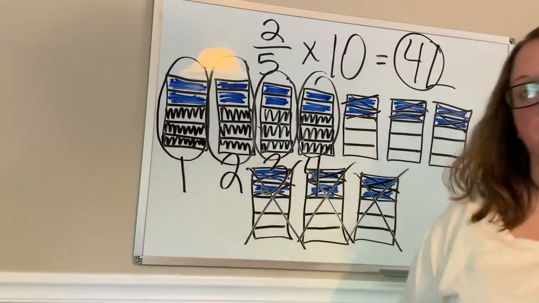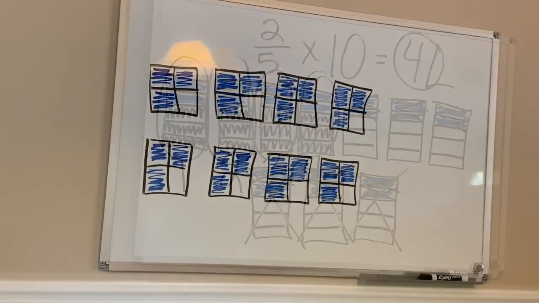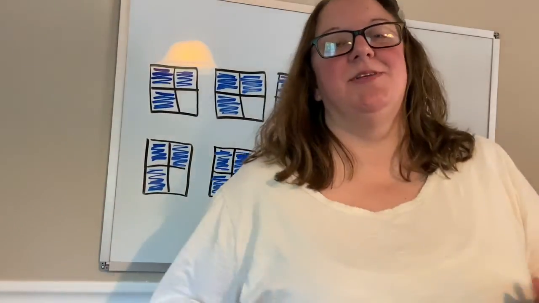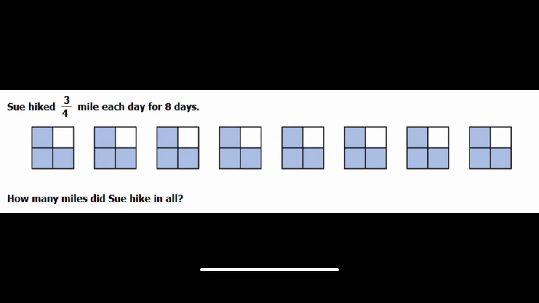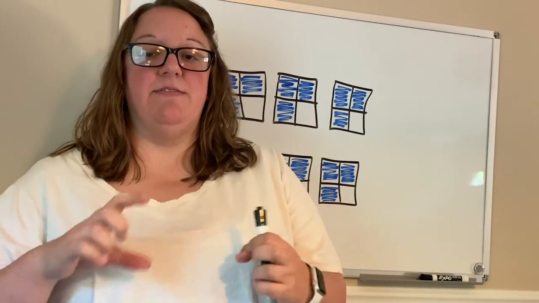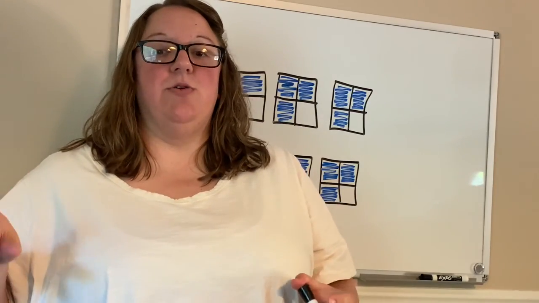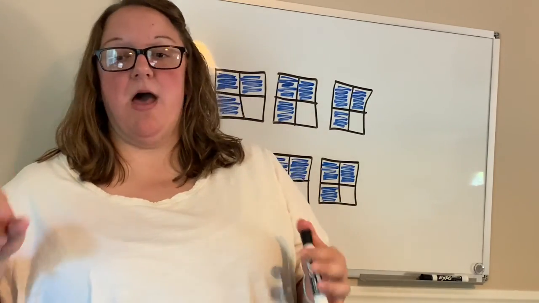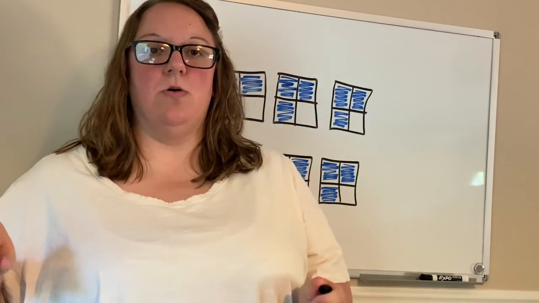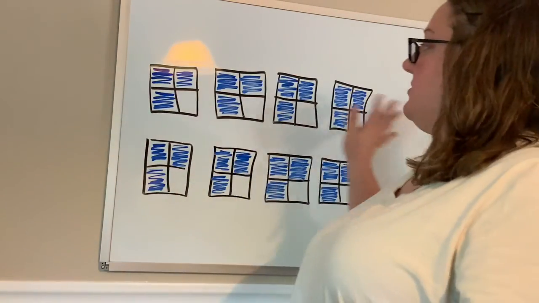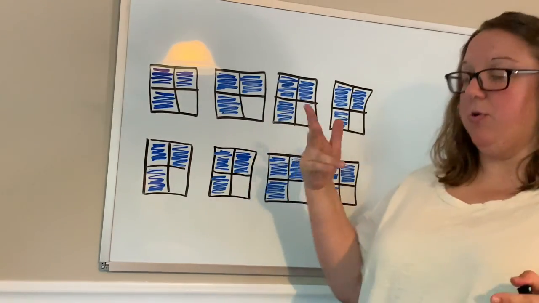Okay, let's do one more. All right, next problem. So we're going to do one more multiplying a fraction times a whole number. So here's your next problem. It says Sue hiked 3/4 of a mile each day for 8 days. So in this problem, they've already given you the picture, okay? So now all you have to do is figure out how many miles did Sue hike in all. So for 8 days, this is the picture up here that they've given you on the problem.